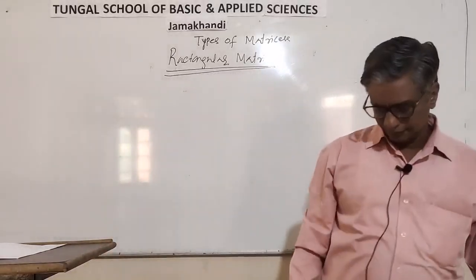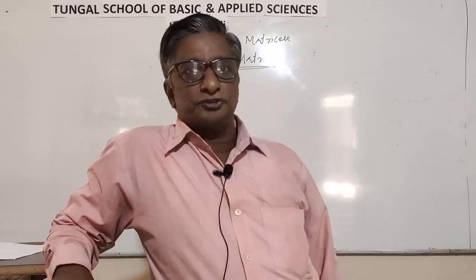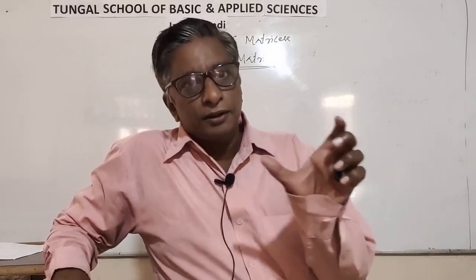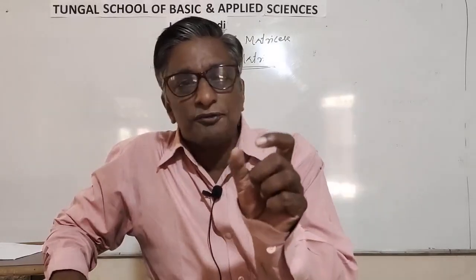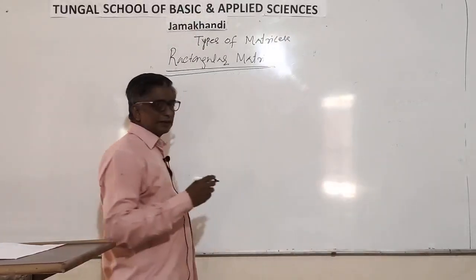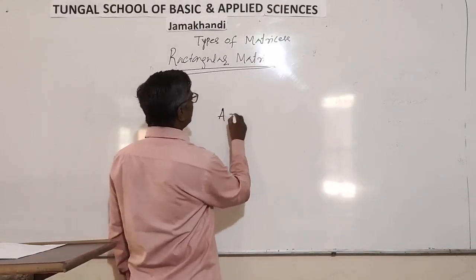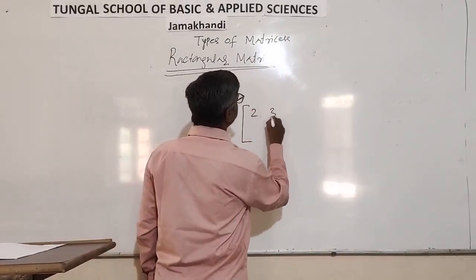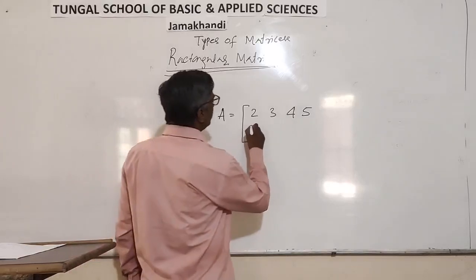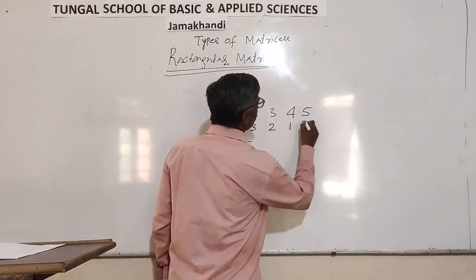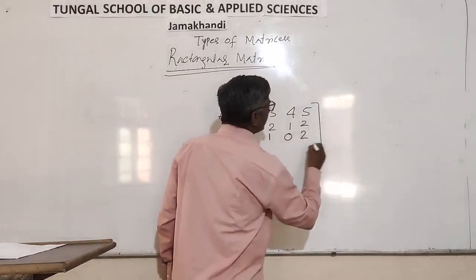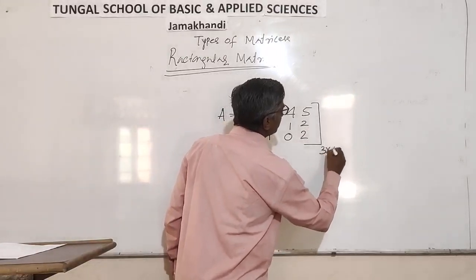Rectangular matrix means the number of rows is not equal to the number of columns, meaning there is a variation in the number of rows and columns. For example, A equal to 2, 3, 4, 5 is the first row; 3, 2, 1, 4 is the second row; and 1, 1, 0, 2. This is a 3 by 4 matrix.